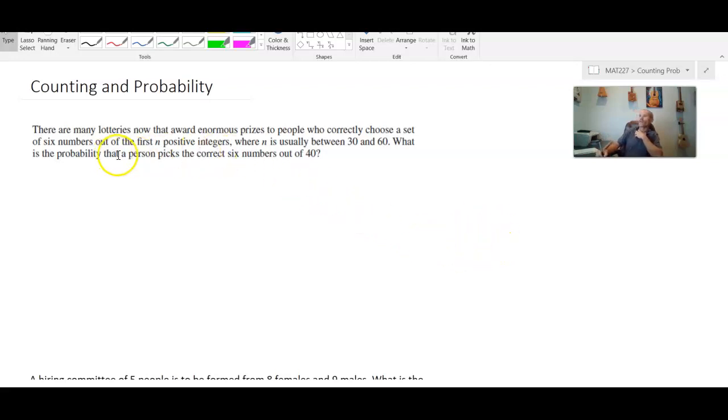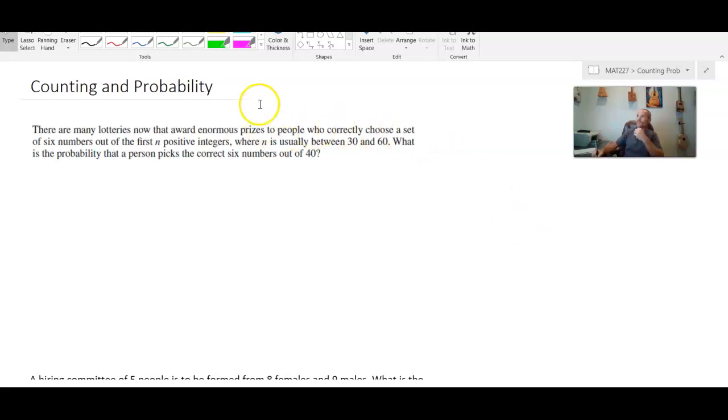So in this example right here, we're dealing with lotteries, and those lotteries we know have some enormous prizes if you choose a set of 6 numbers out of the first n positive integers, where n is usually between 30 and 60. So sometimes there are as few as 30, sometimes as many as 60 numbers to choose from for a lottery. What's the probability that a person picks the correct 6 numbers out of 40?